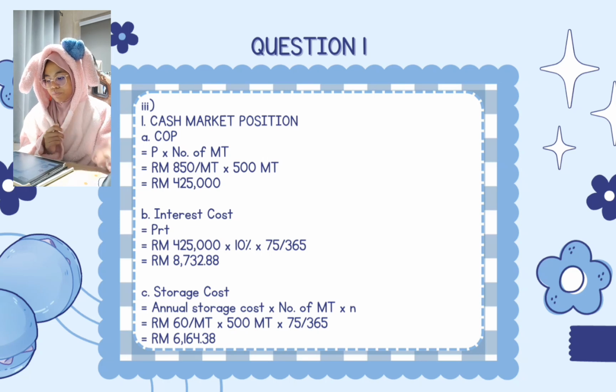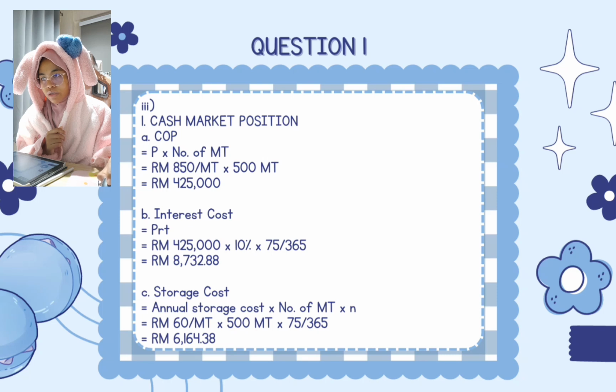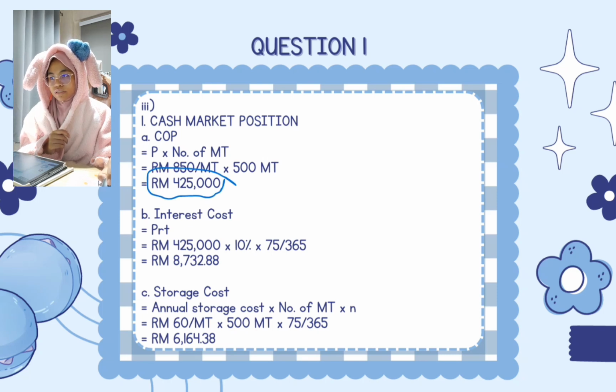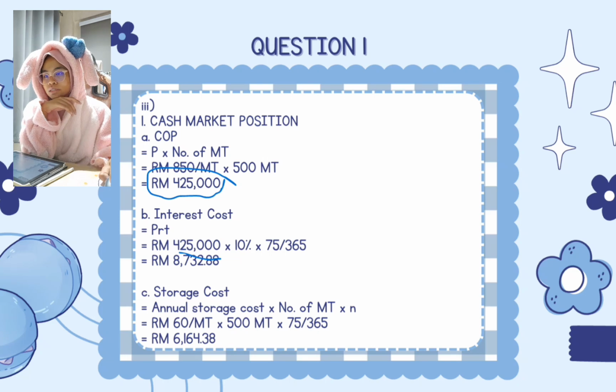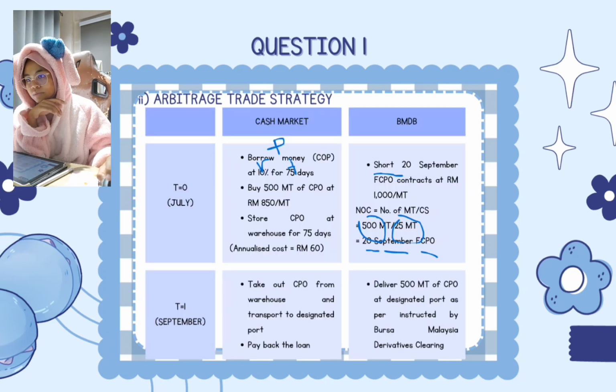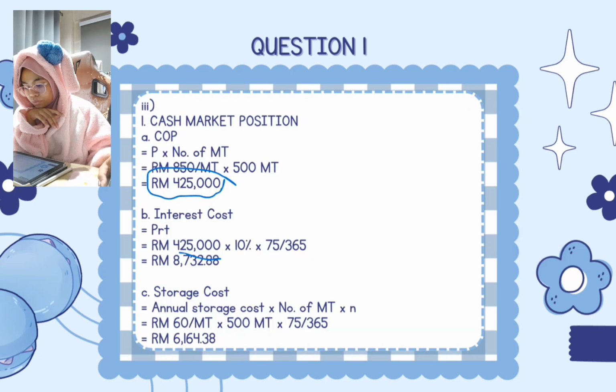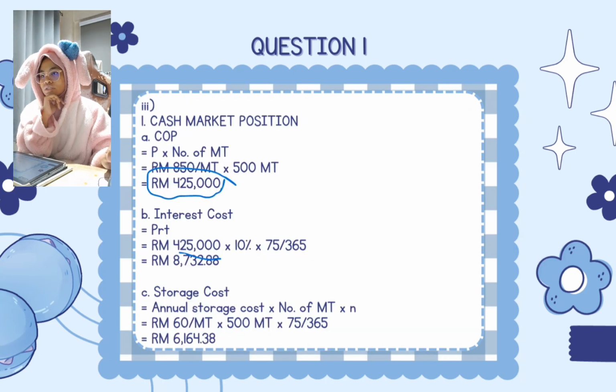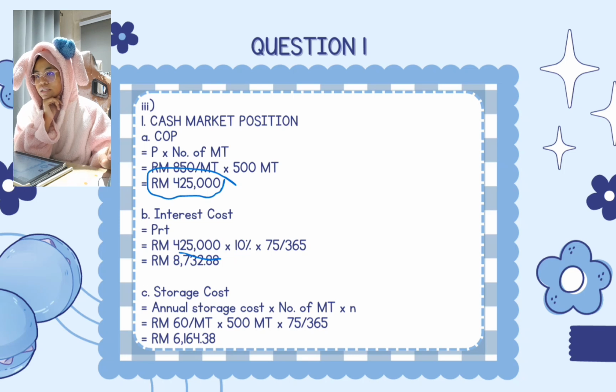So the P, you take from up here. This is the cost of purchase, which is the price. So this is the price. P times 10%, which is the R, and T, 75 days. Don't forget to divide per 365. So the answer is 8,732 ringgit 88 cents.